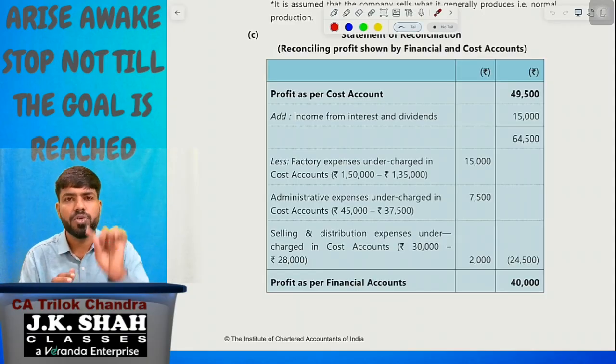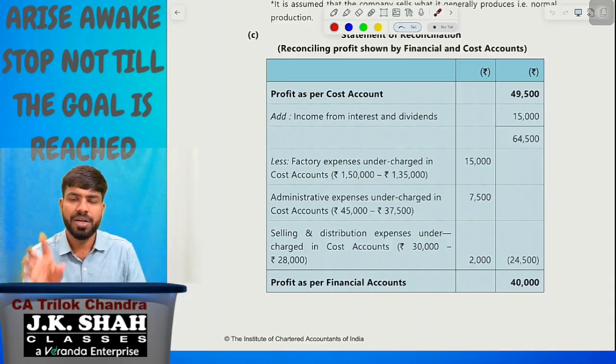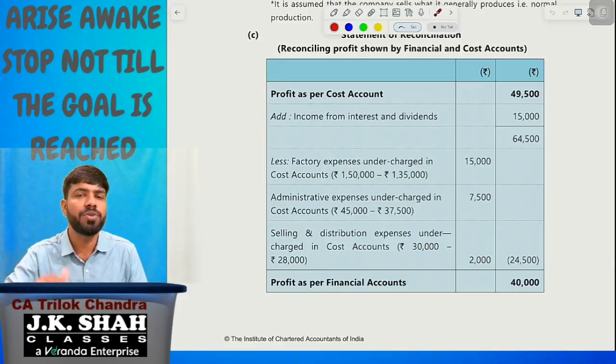If you are starting account to cost books, take the cost column first, then the financial column. Calculate the difference. Debit means positive, add. Negative, less. Credit means positive, less. Negative, add. All of you clear about this?